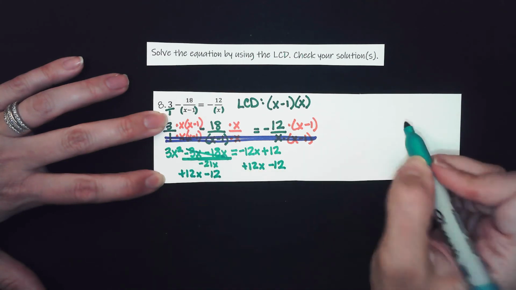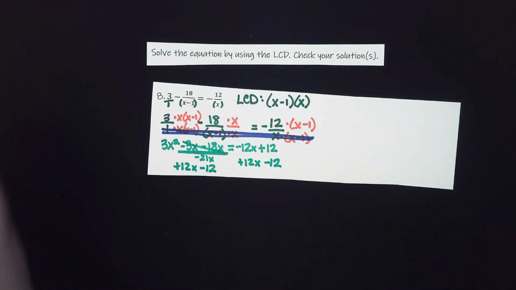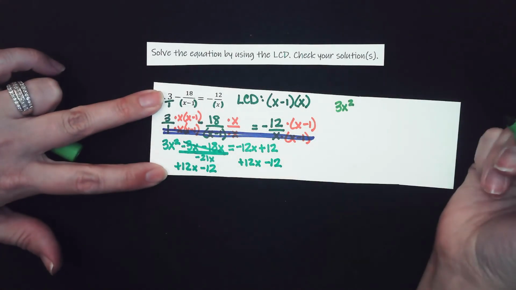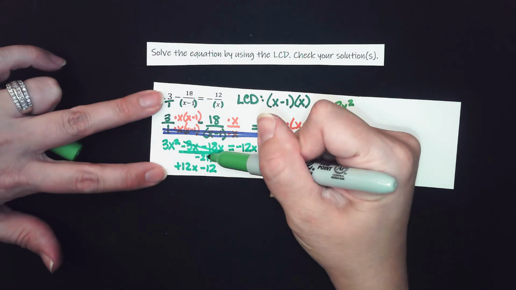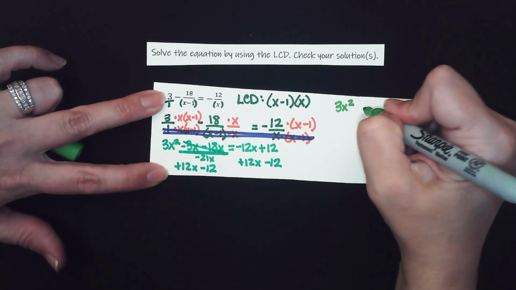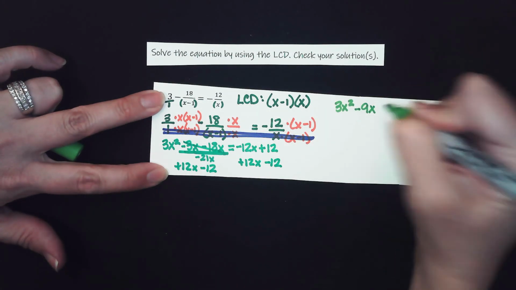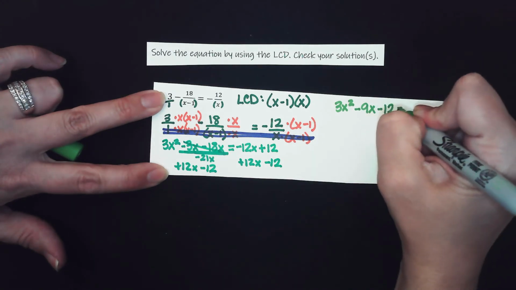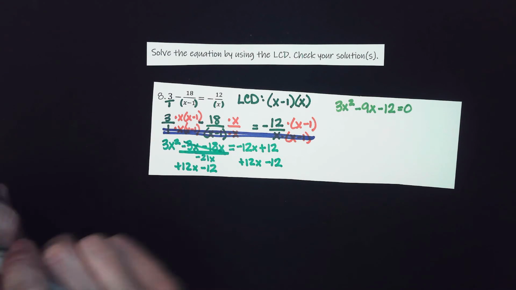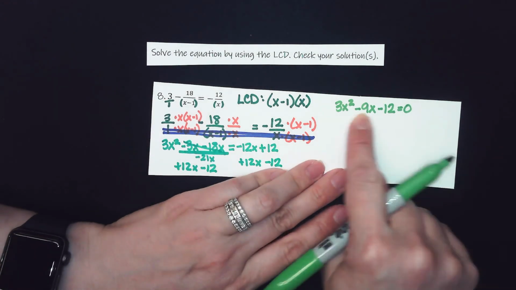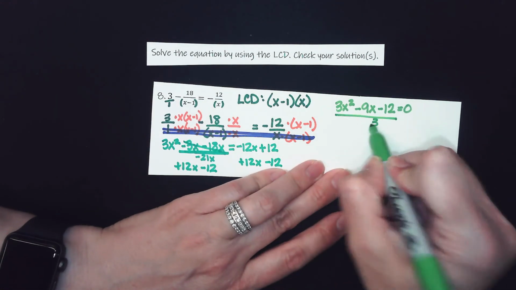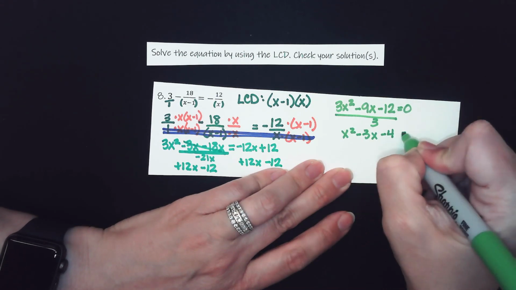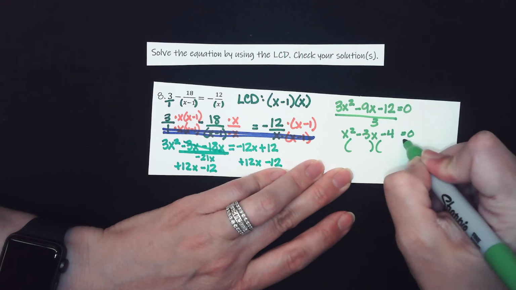Okay, and I'm going to rewrite it up here. So we end up with 3x squared, and I have a negative 21x and a positive 12x makes a negative 9x, and then it looks like I just subtracted 12, so I just have a minus 12, and it equals 0. So we want to factor this, okay? But everything is divisible by 3, so I'm just going to go ahead and divide everything by 3, and I get x squared minus 3x minus 4 equals 0. So that makes it a little easier to factor.